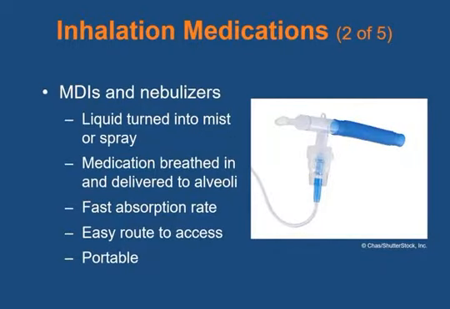Metered dose inhalers and nebulizers. These are used to administer liquid medications that have been turned into a fine mist by flow of air or oxygen. The medication is atomized, breathed into the lungs, and delivered to the alveoli. Advantages are that the blood flow to the alveoli is very high, and absorption rates are close to those found with IV medications. It's a fast and relatively easy route to access, and is commonly used because of convenience and portability.